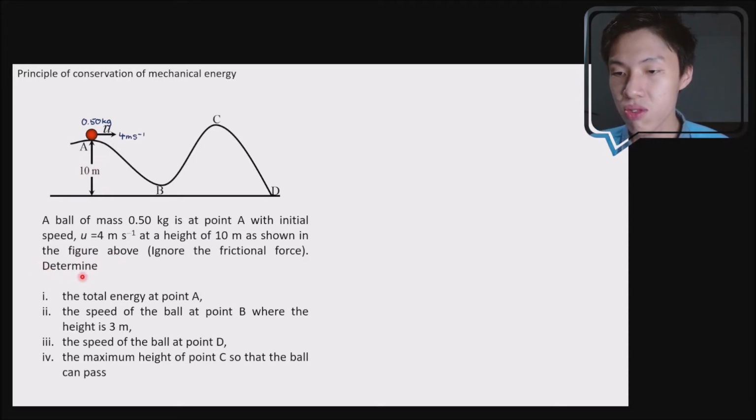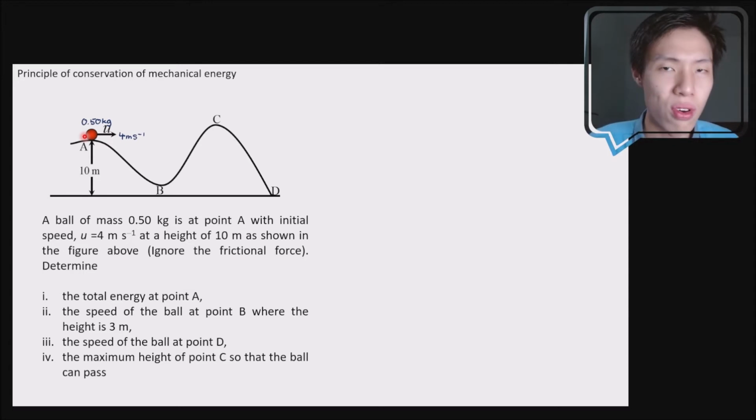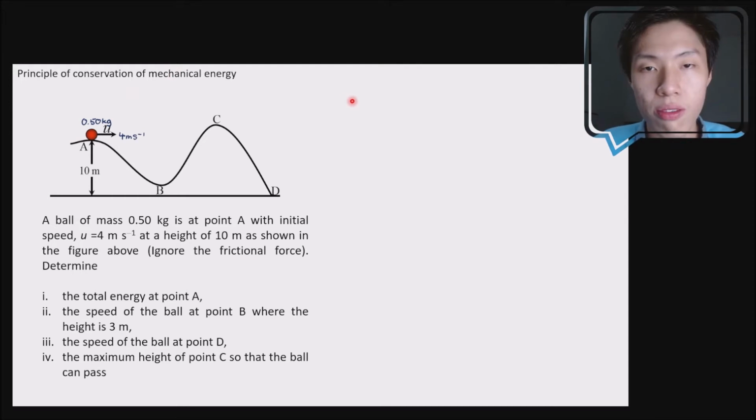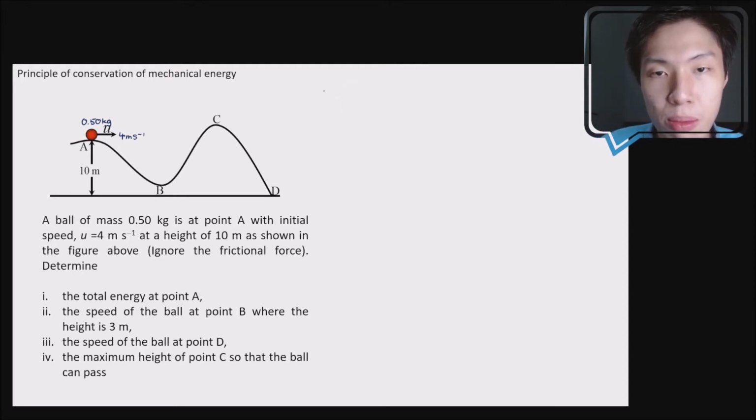Next, they ask you to determine the total energy at point A. So total energy here, I believe they are asking for the mechanical energy, because total energy is a bit vague. What is total energy? It can include something like internal energy or sound, there are many types of energy. But I believe that since you're in chapter 5, when they say total energy, it should be referring to the mechanical energy. So if that's the case, it's just the sum of the kinetic energy and the potential energy.